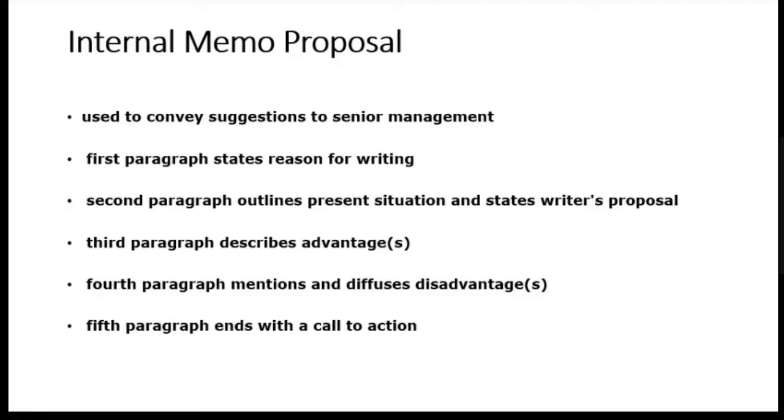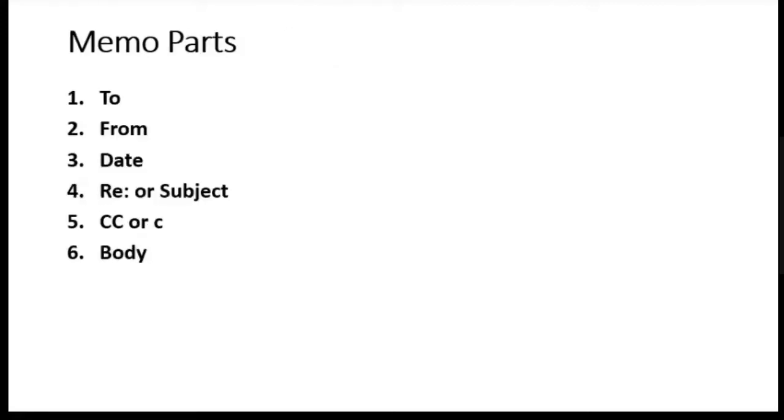Let's see the memo's parts. A memo is more informal in appearance and tone than a letter. A memo is set up in a special format. Headings, tables or graphs are often used to make the information more readable. All memos consist of two sections, the heading and the body. The heading indicates who is writing to whom, when and why. The heading should include the following parts.